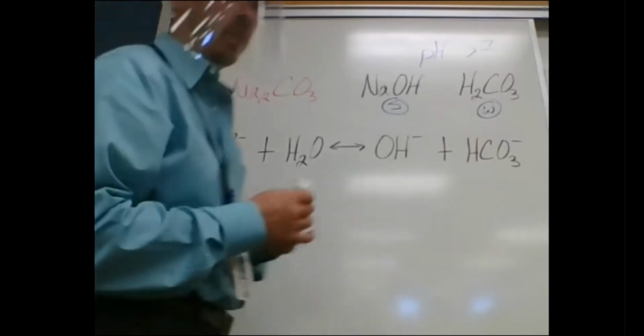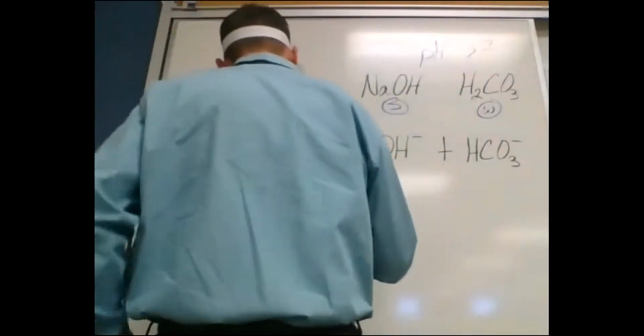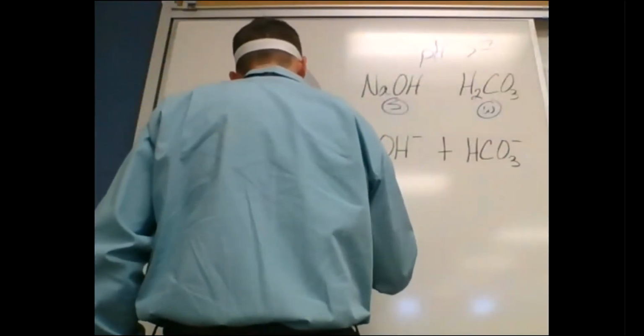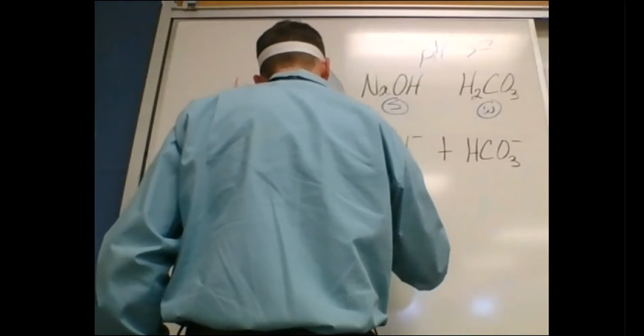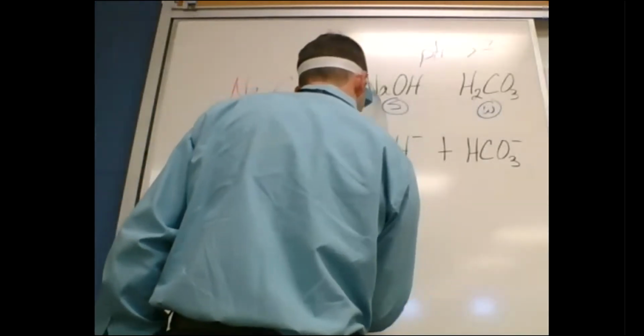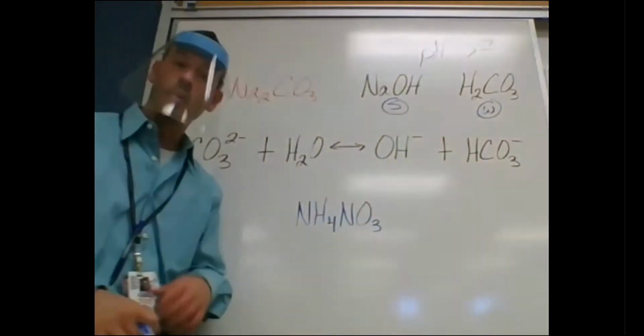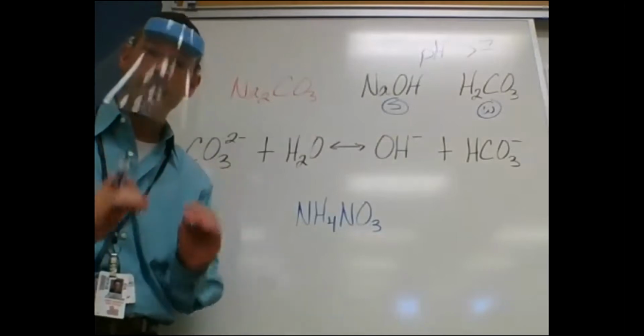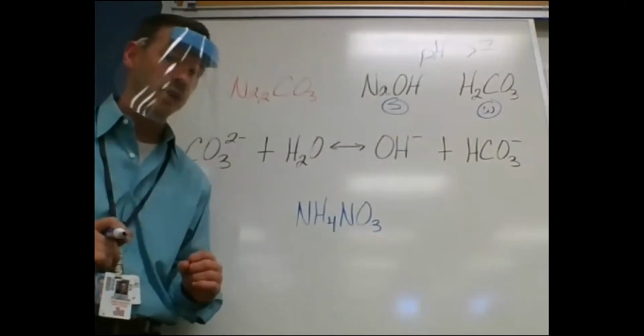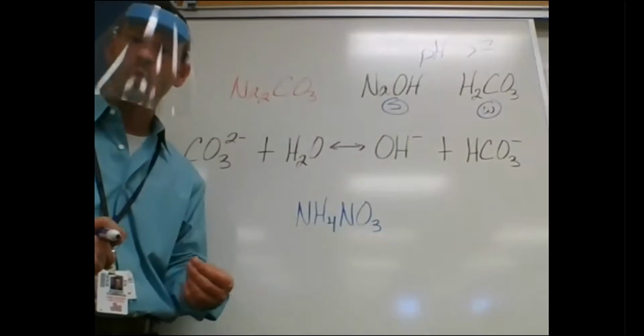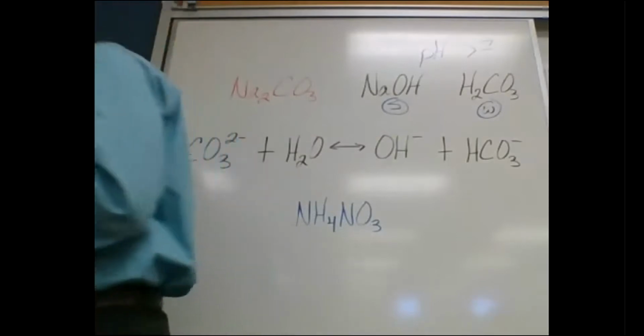You try one. I want you to do ammonium nitrate. There's ammonium nitrate. I want you to do everything I just did. Find the parents, find the pH range, then write the hydrolysis equation. Take 2 minutes.